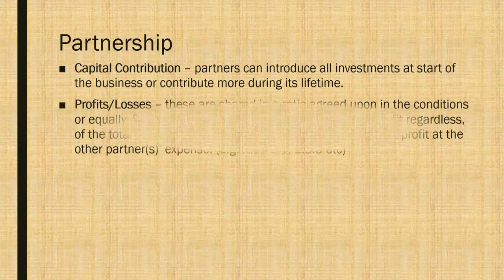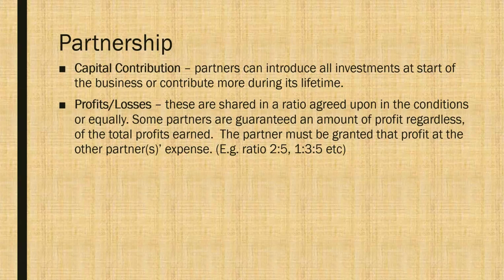Right, so they can put it all in one time, or they can do it over the lifetime of the business. The profit or losses are shared in a ratio agreed upon in the conditions, or they're shared equally. Now, some partners, as I said before, are guaranteed an amount of profit regardless of the total profits earned. That profit must be granted at the other partner's expense. So some partners, as we said, are guaranteed a profit regardless of what the total profit earned.